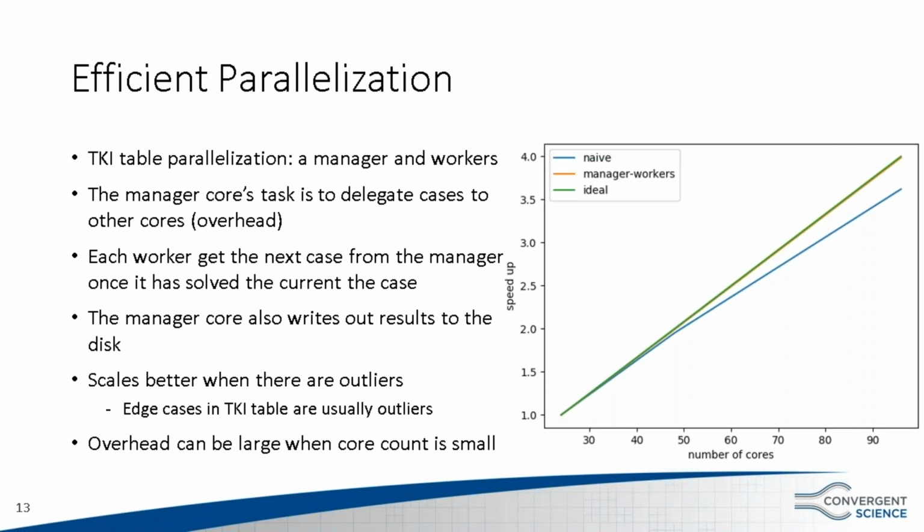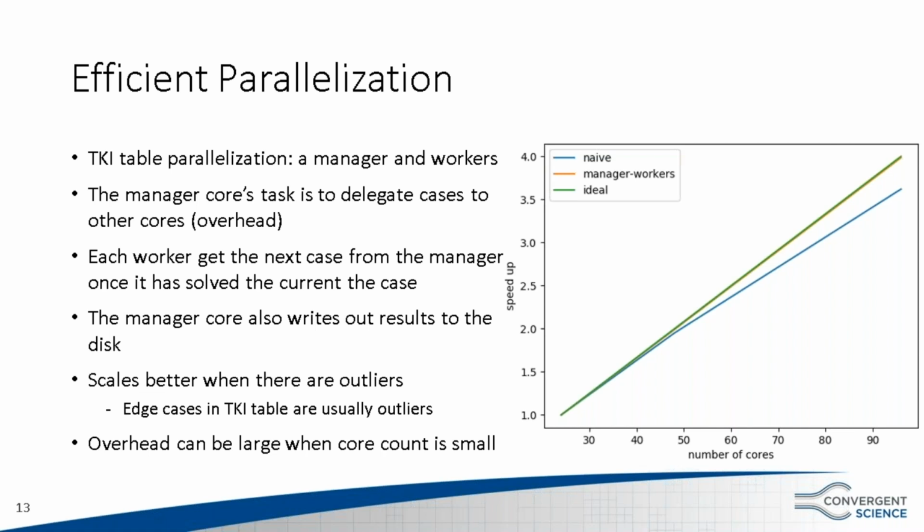This parallelization strategy scales better than the naive one, where you just distribute equal numbers of cases to everybody, if there are outliers in your cases. Usually in the TKI table, you have edge cases and corner cases, because a TKI table spans a wide range of conditions, and that could slow down your simulation. If you have a small number of cores, the overhead can be large, but when you're generating a table, usually you want to put as many cores as you can within your allocation, and just get the table generated as fast as possible.